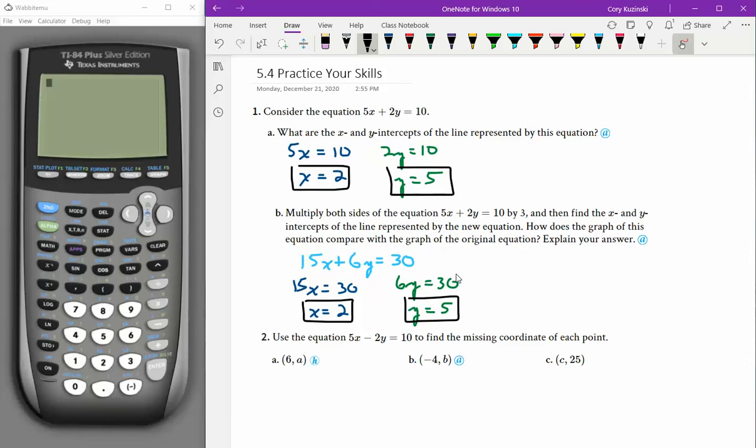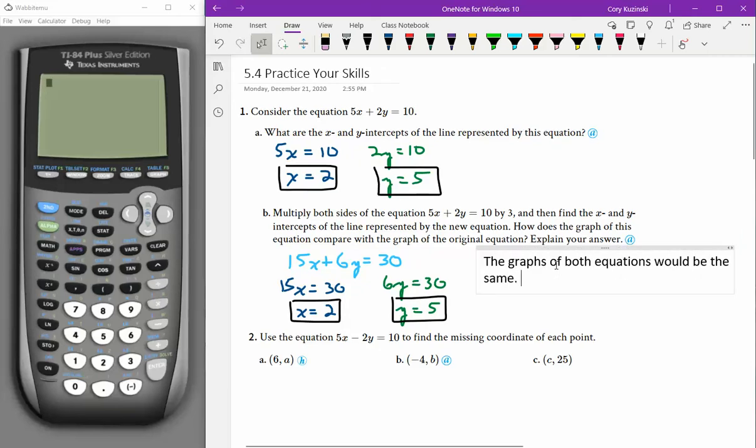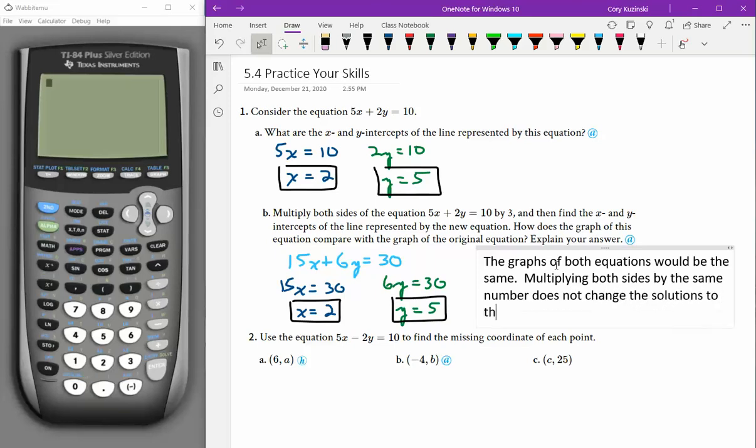How does the graph of this equation compare with the graph of the original equation? I guess the graphs of both equations would be the same. Multiplying both sides by the same number does not change the solutions to the equation.